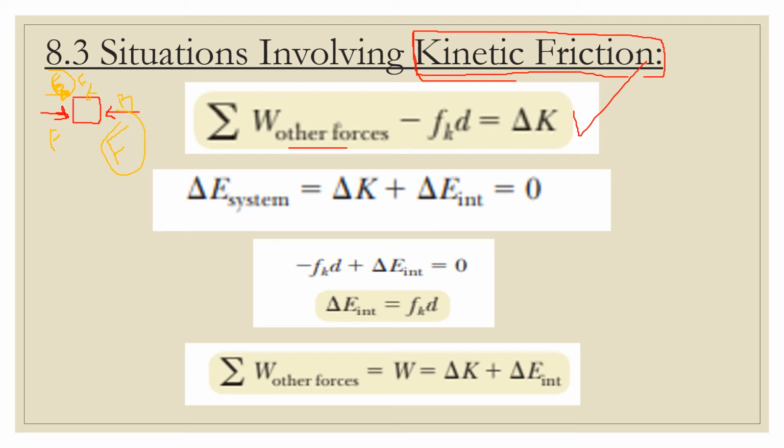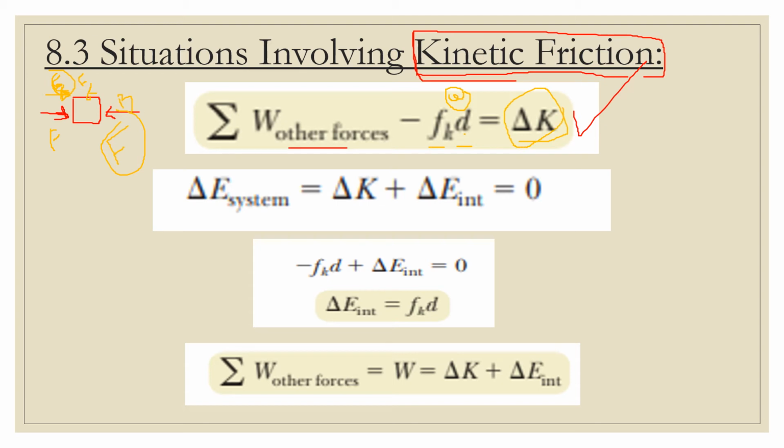So, to calculate the work of the kinetic friction, he said that the sum of the work of the other forces acting on the system minus the friction force times the distance, which means the work of the friction force, is equal to the work, as we know before. This is the work of the friction force because he multiplied the force of friction times the distance. So he subtracts the work of the friction force from the work of all the other forces. It gives me the change in kinetic energy.